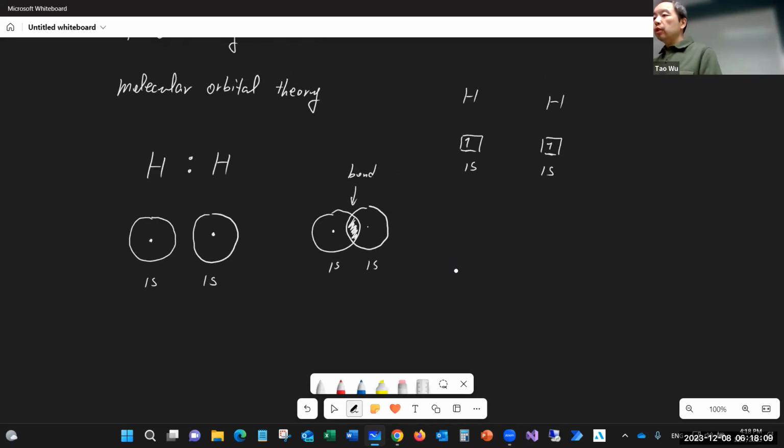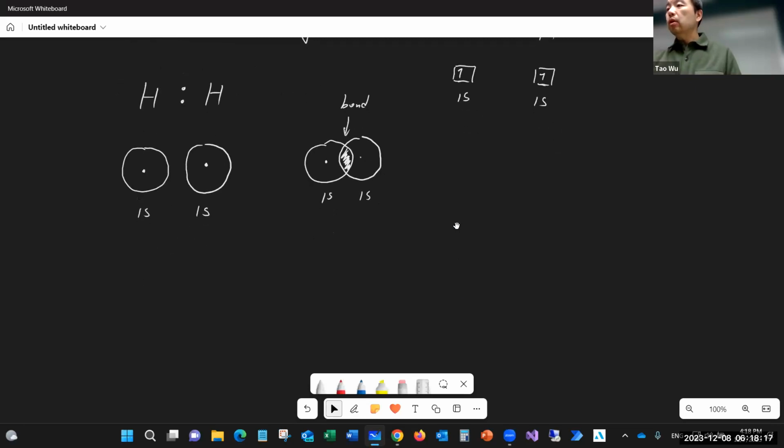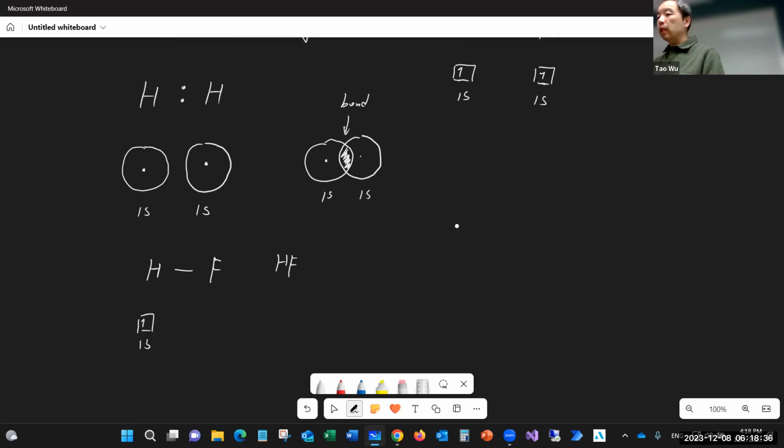So hydrogen and hydrogen have an s and s orbital overlap. But the s and p orbitals can also overlap. One example is hydrogen and fluorine, right? We know we have the HF molecule. So how does this bond? Hydrogen has a 1s orbital. This is 1s, and it has a single electron.